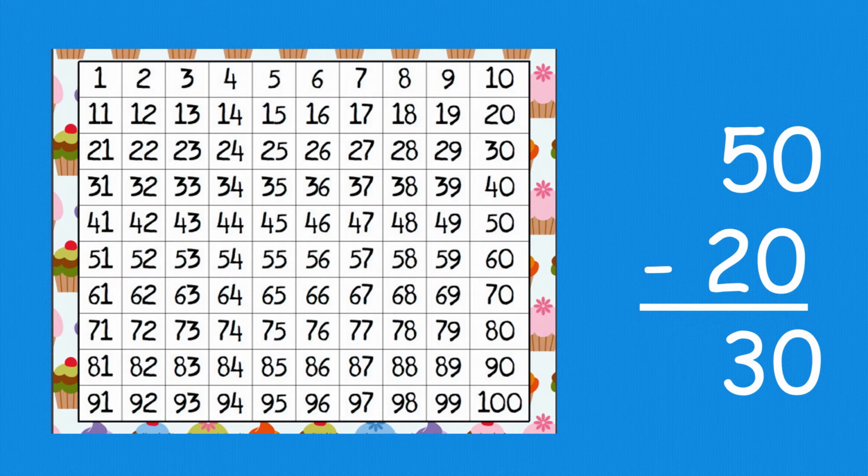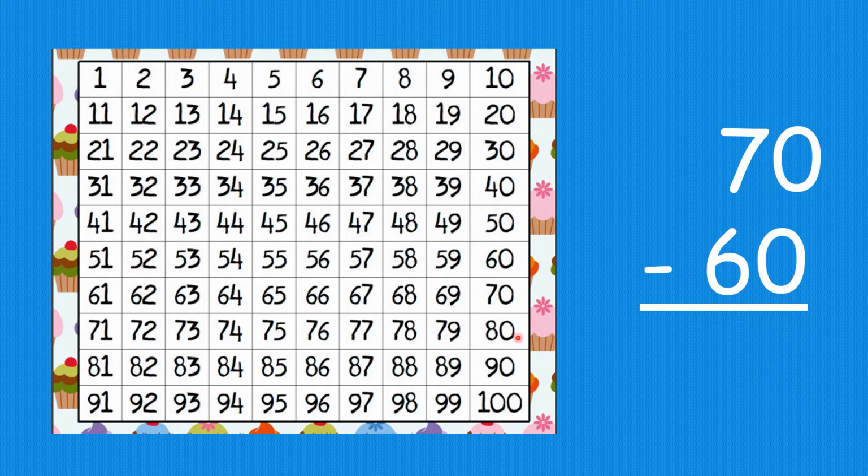Here comes another example. For this problem, we're going to start on 70 and we're going to go back 6 tens. So we've got 1, 2, 3, 4, 5, 6. So here's the difference between 70 and 60 right here. So 70 minus 60 equals 10.